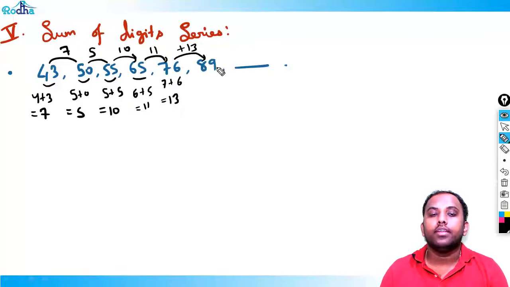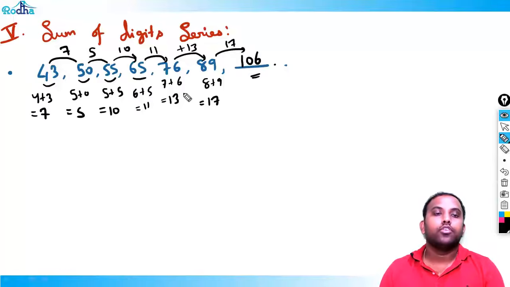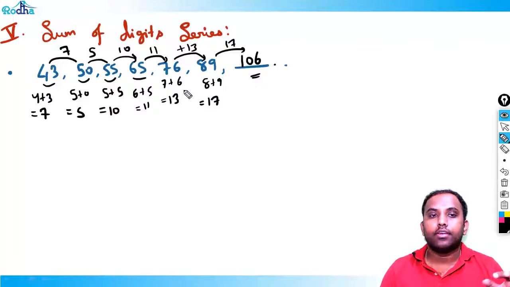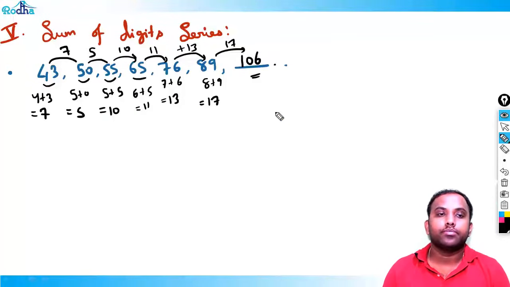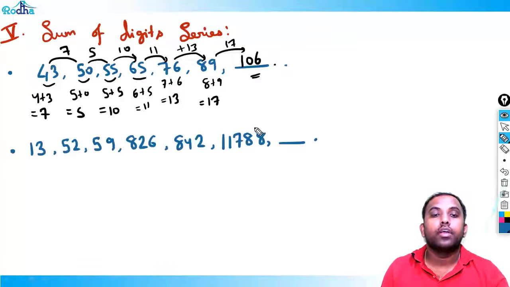Now what is the sum of digits of 89? 8 plus 9 is 17. You add 17, you will get 106. So 106 is the answer, right? This is the sum of digits series. The digits can be summed up and a question can be asked on it.